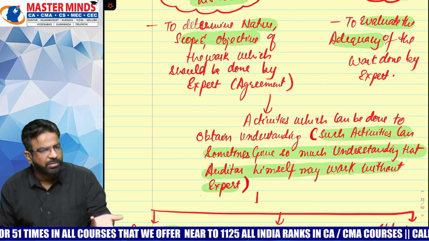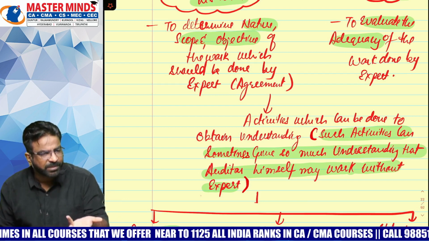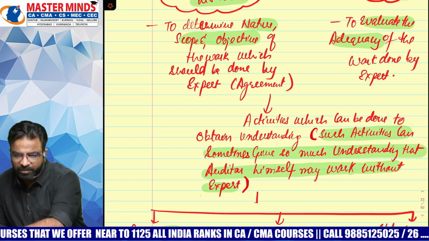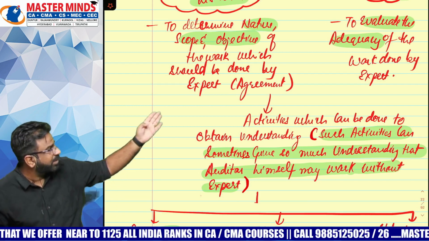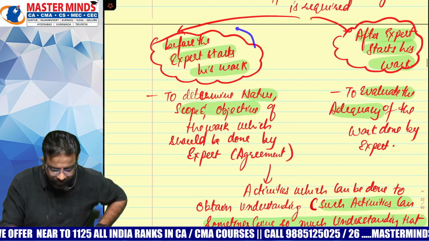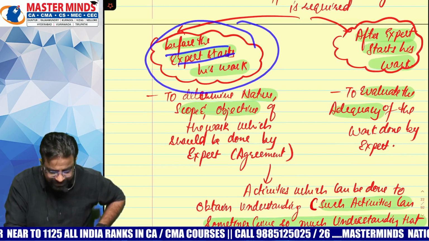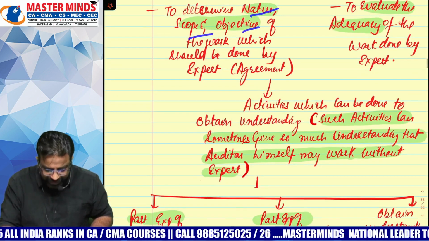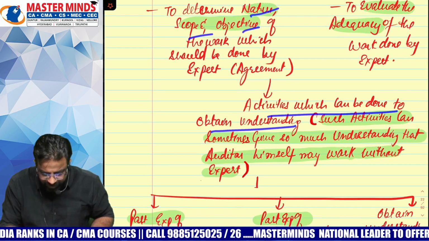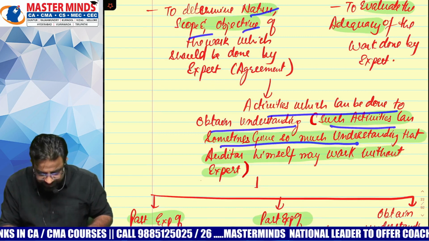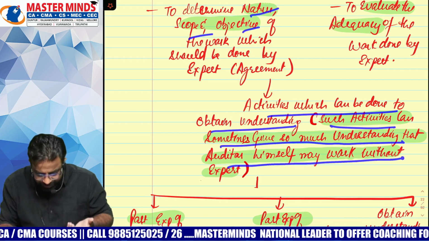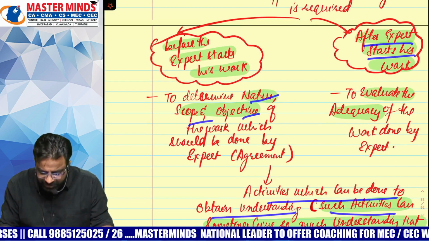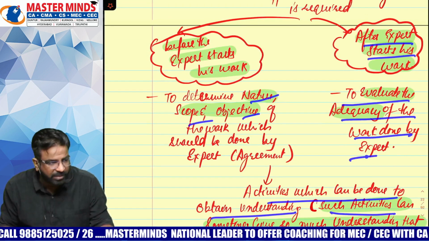So you need not use the work of what? Expert. When should you do it? After the expert is hired? After the expert started the work or before he started? That is what is written. Read the whole sentence. Before the expert starts his work, determine his nature, scope and objective, and activities which can be done to obtain understanding. Such activities can sometimes give so much understanding that the auditor himself may work without what? Expert. Or after the expert starts his work, to evaluate the adequacy of the work done by the expert.